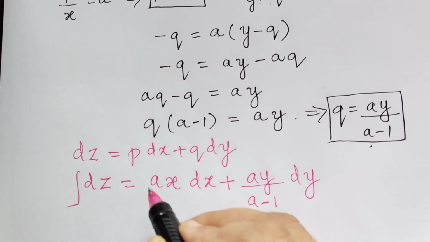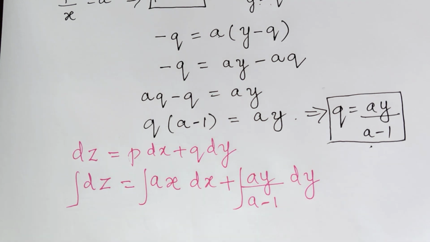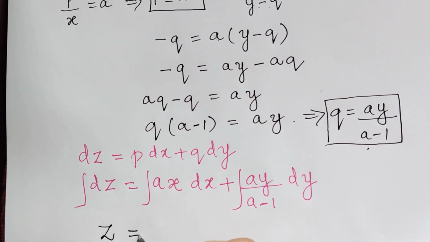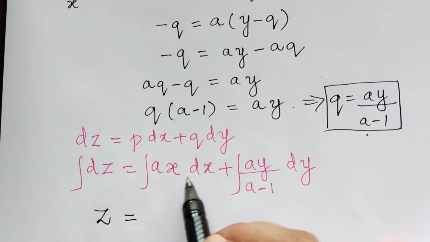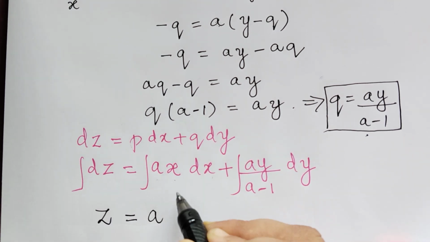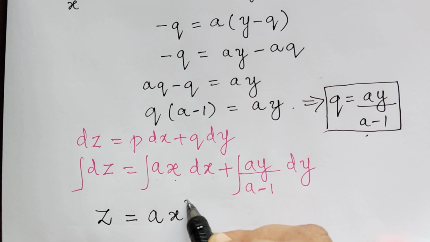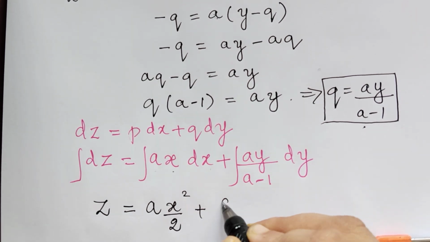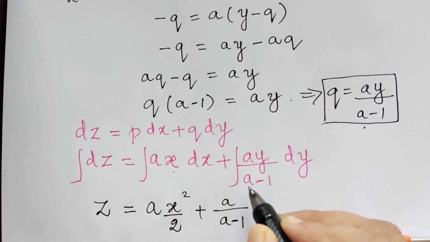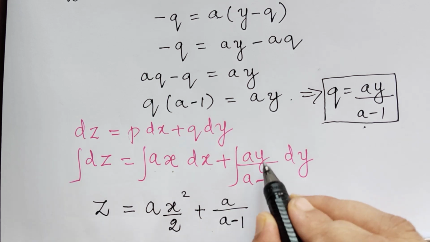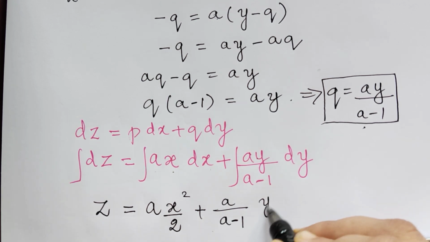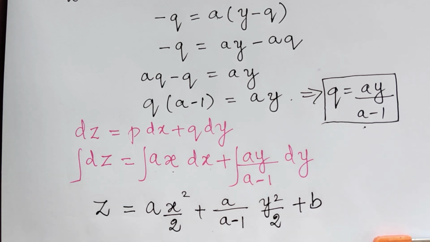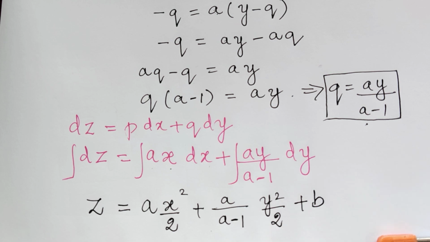So integrating on both the sides, we get the integration of dz is z, which is equal to the integral of ax dx, so a is a constant, integral x dx is x squared divided by 2, and then plus a divided by a minus 1 is a constant, so take it out, and integral y dy is y squared divided by 2 plus a constant of integration b. So this is the required answer.